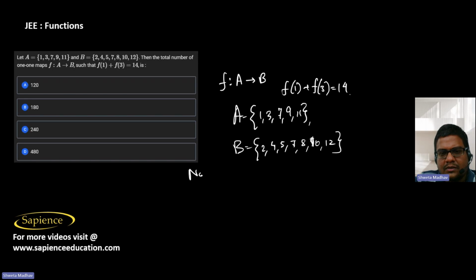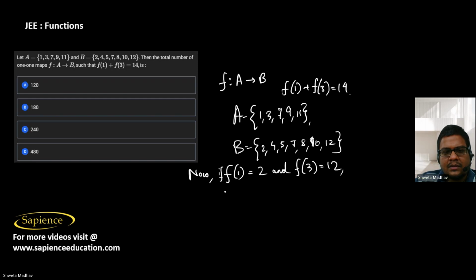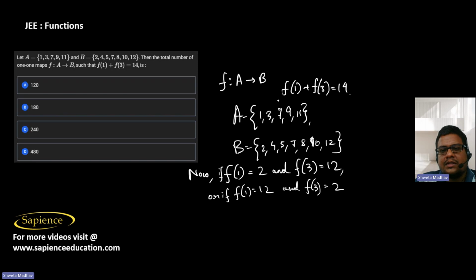So now f of 1, if I tell f of 1 is equal to 2, and f of 3 is suppose 12, or if I tell f of 1 is 12 and f of 3 is 2, then I can say that f of 1 plus f of 3 will be 14, and we have to form 1 to 1 maps.